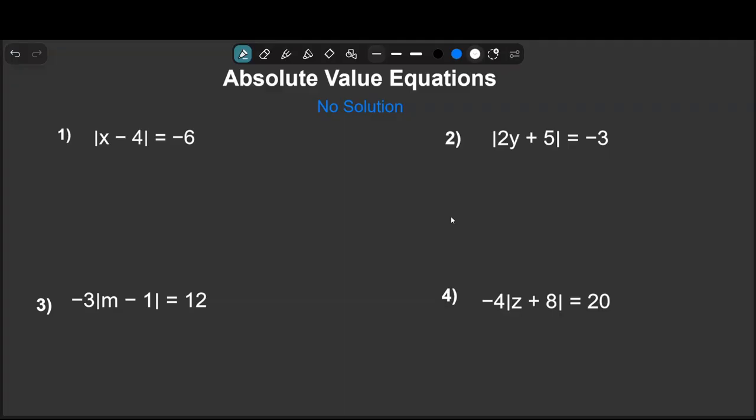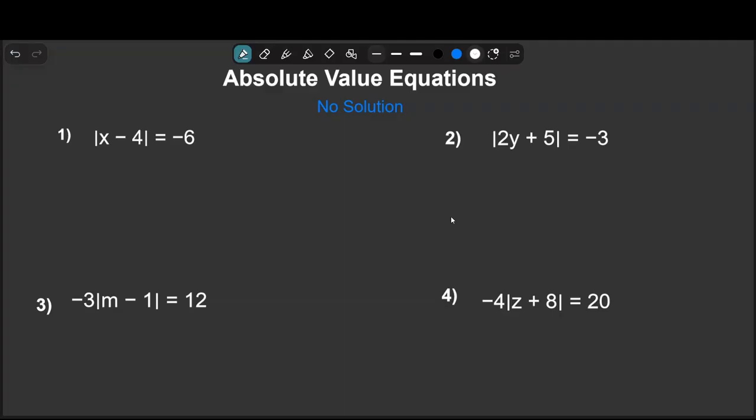Now remember, absolute value is the distance from zero. The absolute value of something, whether it's a number or an expression, cannot be negative. It cannot equal a negative. So the absolute value of something is always going to be positive or zero. So keep that in mind.